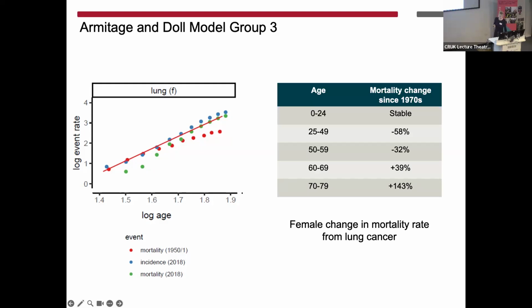And I think you can explain the pattern of the green dot, so the mortality in 2018, by the mortality changes that have happened, which seem to be age specific. So the mortality changes have reduced a lot in the younger age groups, but continue to increase in the older age groups. So there's a sort of age specific mortality changes here.